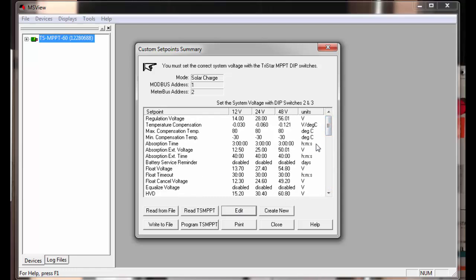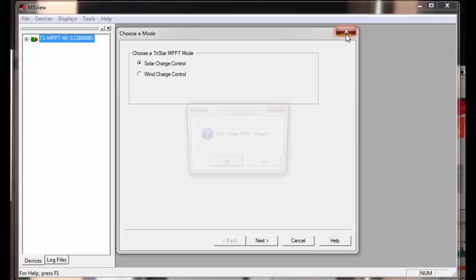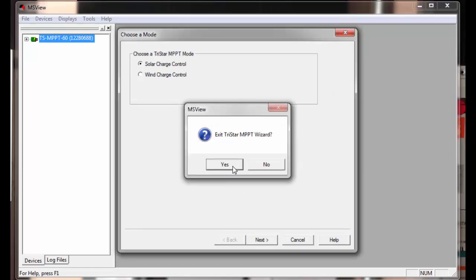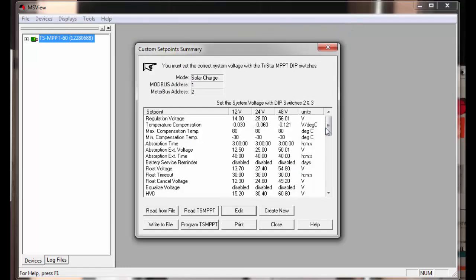If you see anything that you want to change, you can go in and edit it again using the edit function. But we're not going to do that now because we have everything we want. And then if you want to save your settings for later use, you can use the write to file command right here, the write to file button, and save it as a file on your PC.